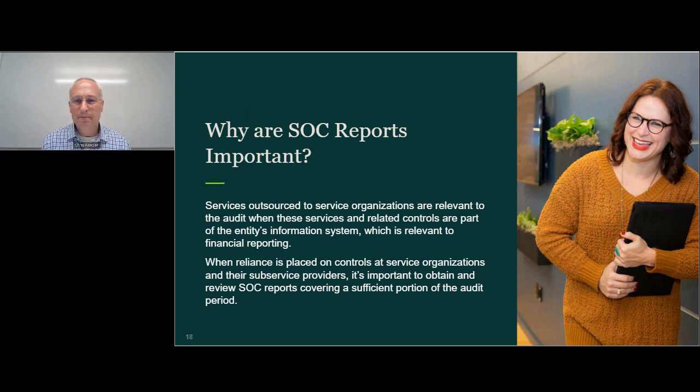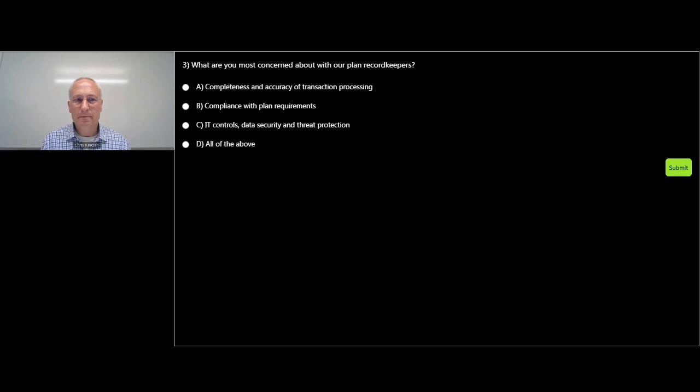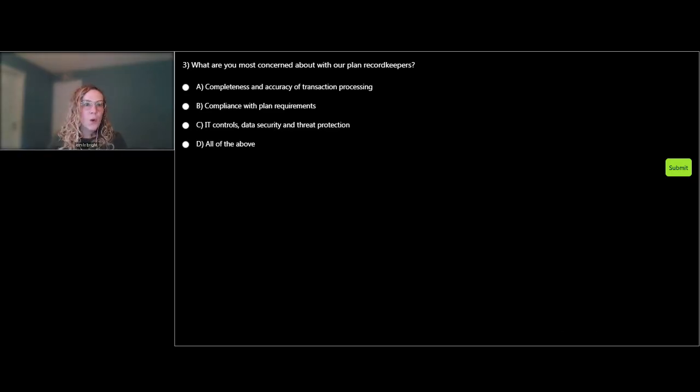All right. Let's take a look at our third polling question today. What are you most concerned about with our plan record keepers? And your options are A, completeness and accuracy of transaction processing, B, compliance with plan requirements, C, IT controls, data security, and threat protection, or D, all of the above.